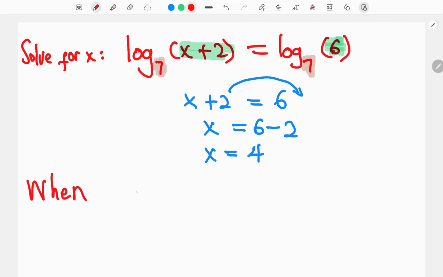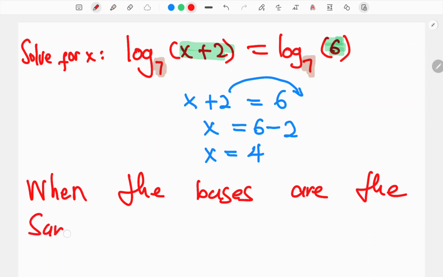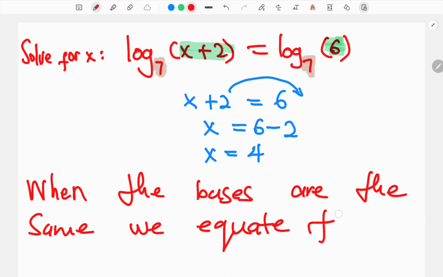When the bases are the same, we equate the insides. Right. So when the bases are the same, we equate their insides. So that's one most important thing that you need to note. And then from there, you'll be able to grasp this and be a master in this, so that you understand what's going on quite clearly.